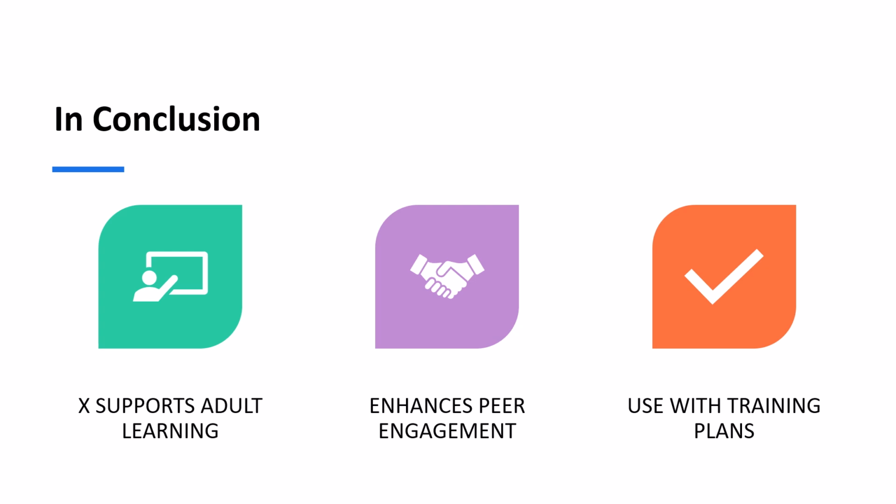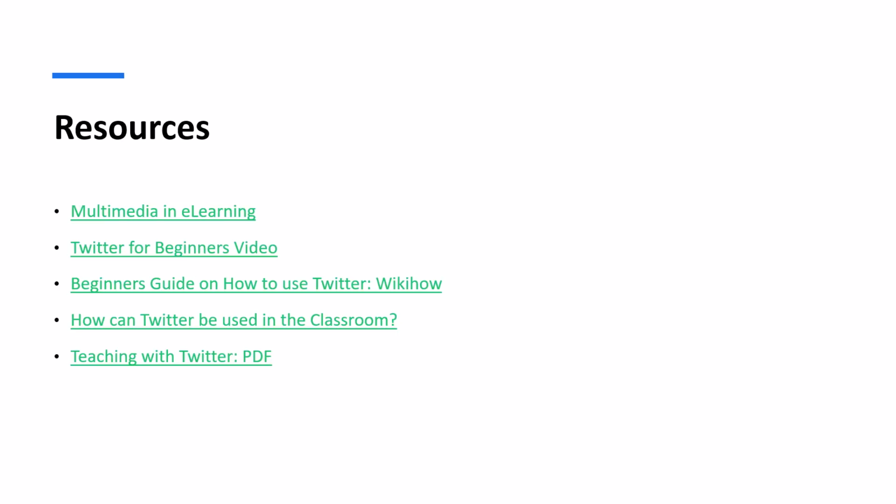So, in conclusion, Twitter supports adult learning, it enhances peer engagement, and you can use it with training plans as long as, like I said, you have a good mesh between different resources.